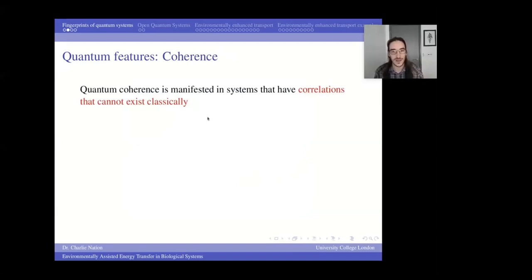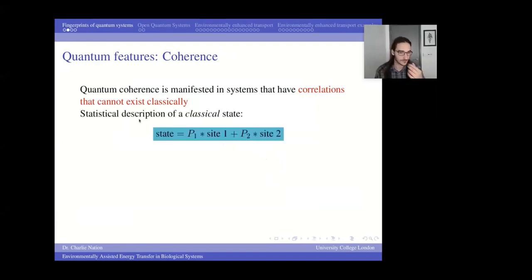Coherence is fundamentally correlations in some probabilistic theory that cannot exist in a classical probability theory. By a classical probability theory, I mean something that looks a bit like this, where we have the state of our system represented as the sum of two probabilities. The first is a probability that the excitation is hosted on site one, and the second is that it's hosted on site three. This would be the case if we knew that the excitation is hosted on one of these sites. But let's say we didn't know if there was an excitation at all. Well, we'd have a third probability that there was no excitation, but all of these probabilities would still sum to one, so that we have a probability theory that makes sense.